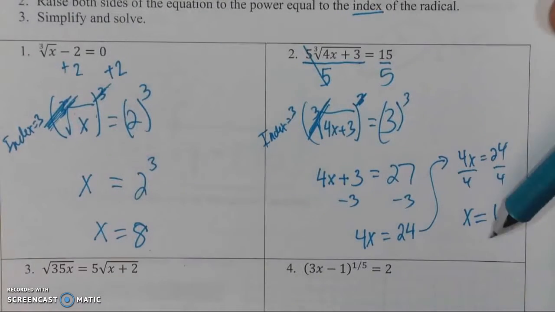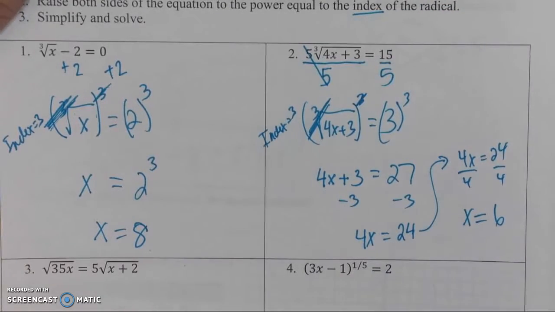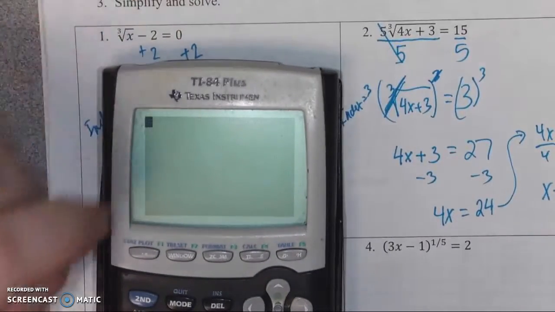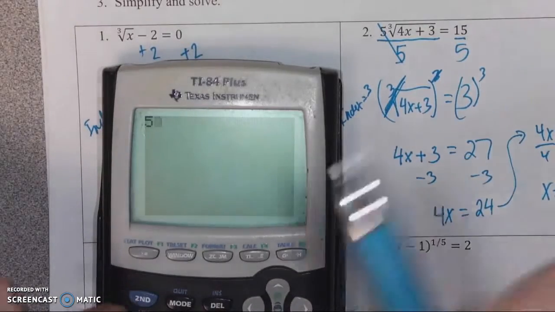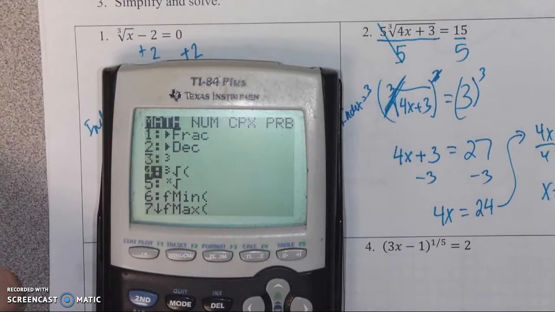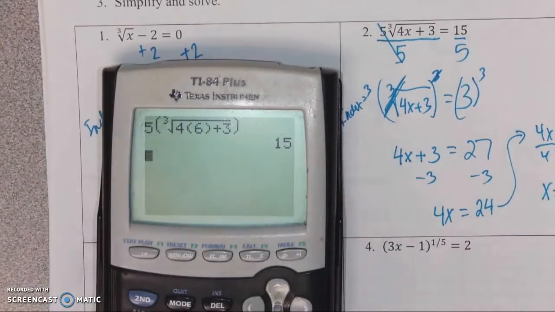And certainly you could go back and plug this in and just verify with a calculator. So if I want, I could verify this. So I'd write 5 cube root. So this one's a little different. So this is going to be the cube root of 4 times 6 plus 3. And I get 15. So you can always double check your answers.